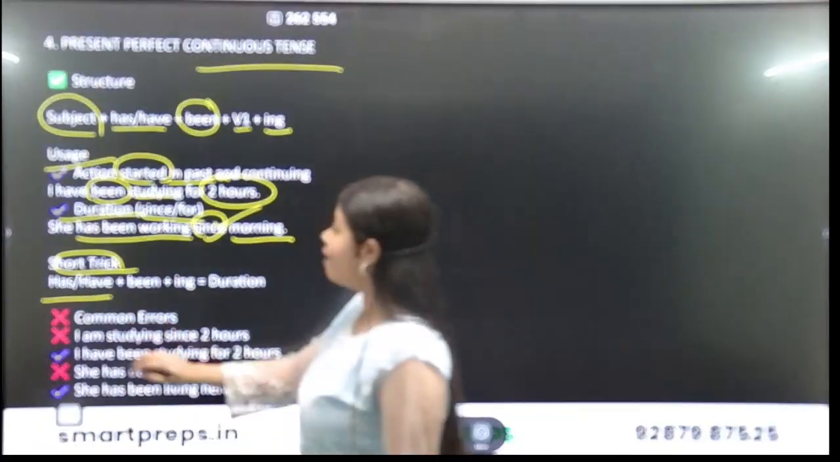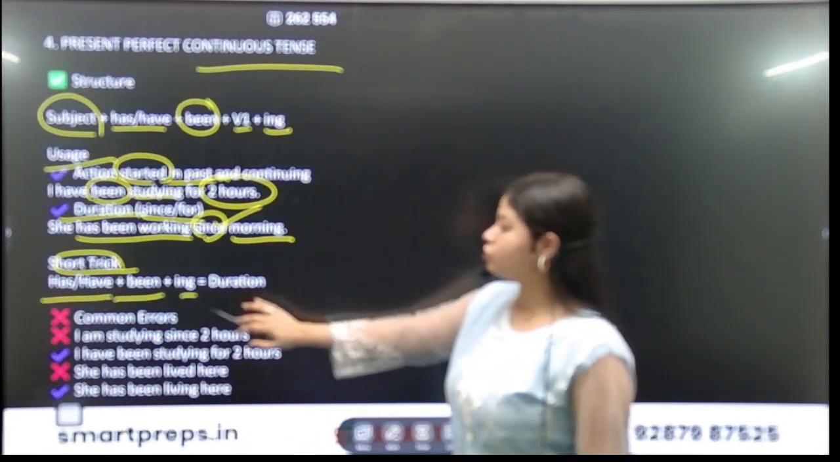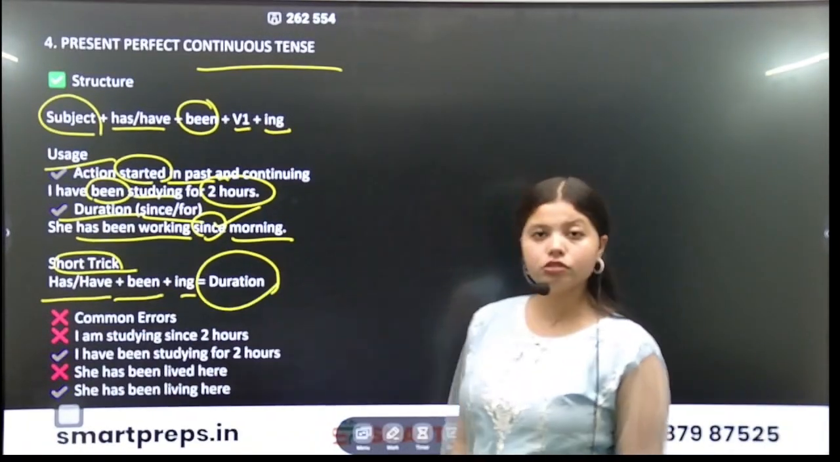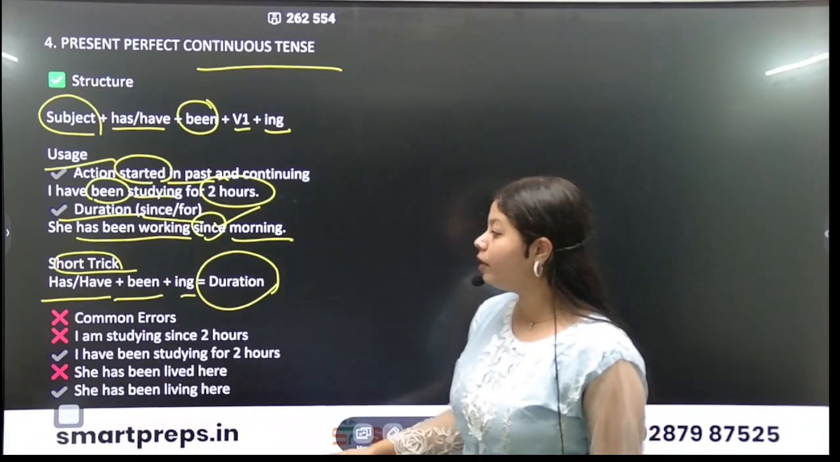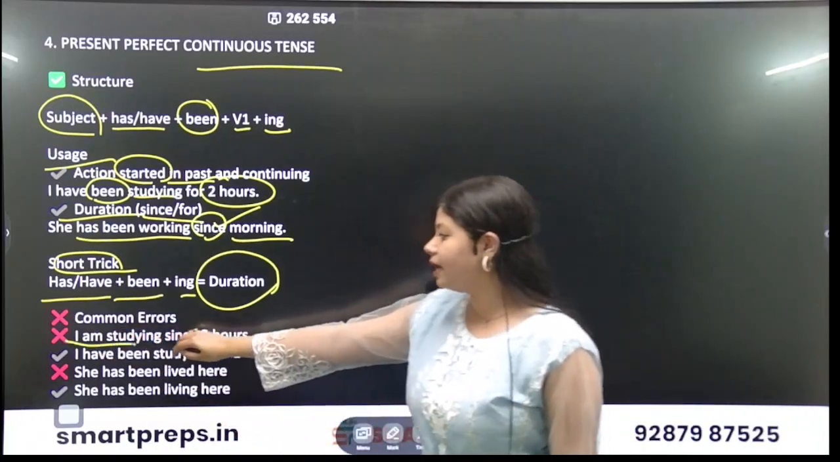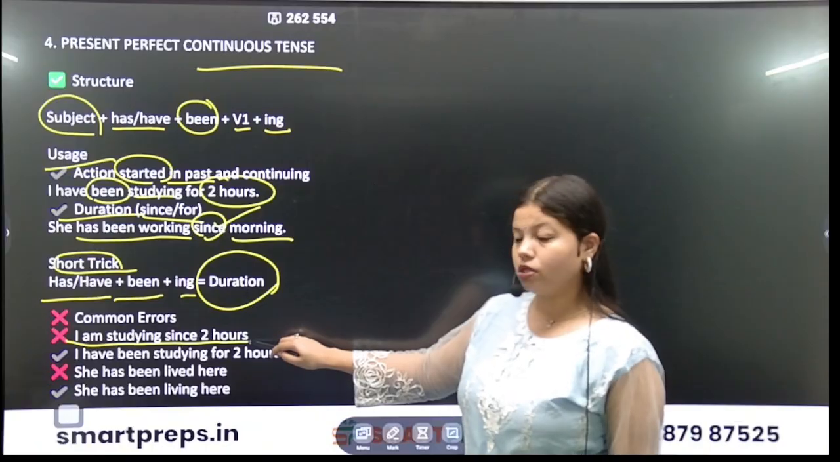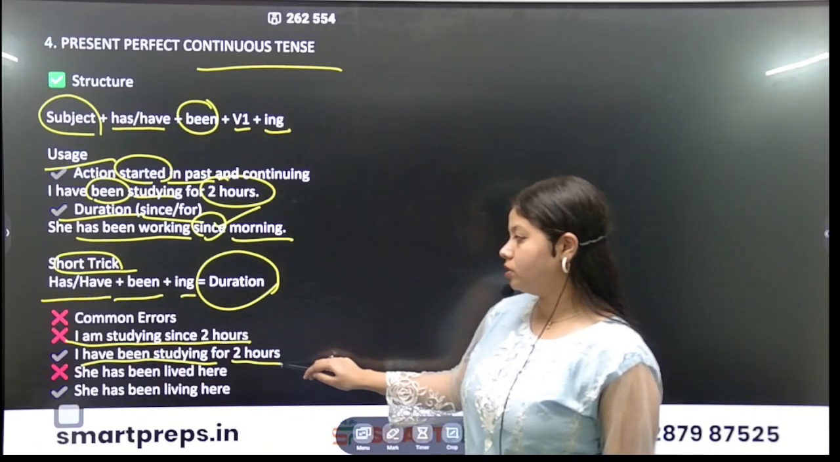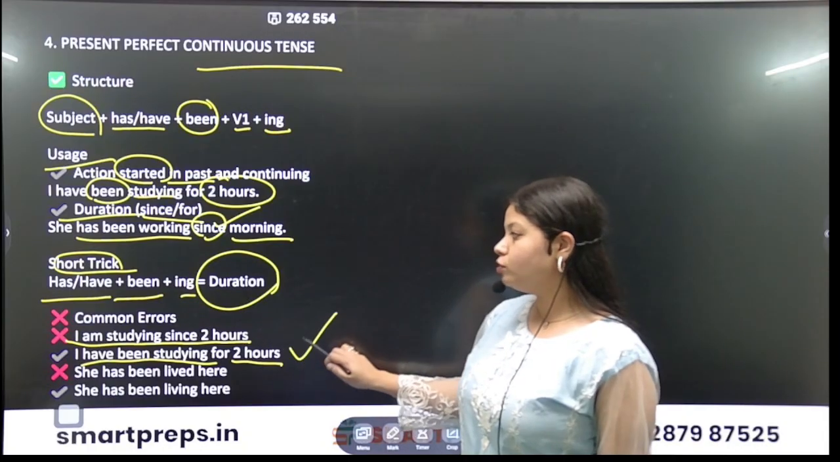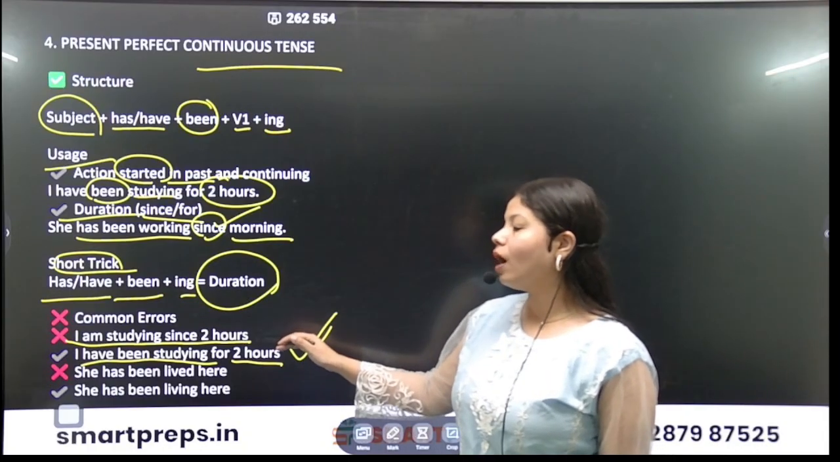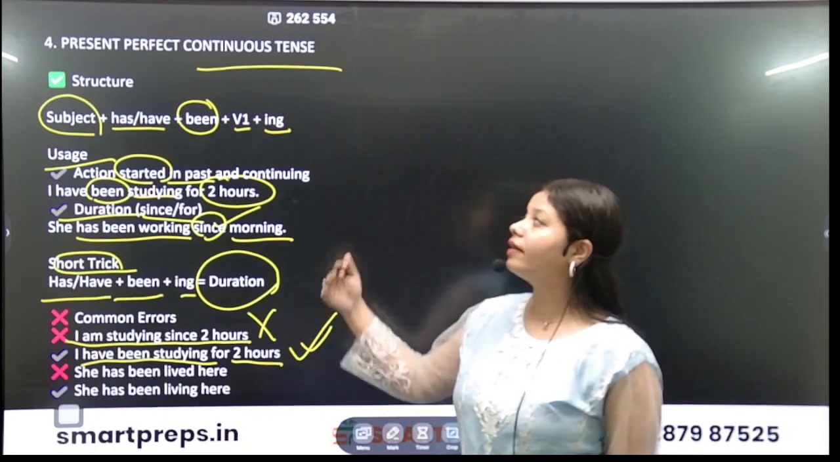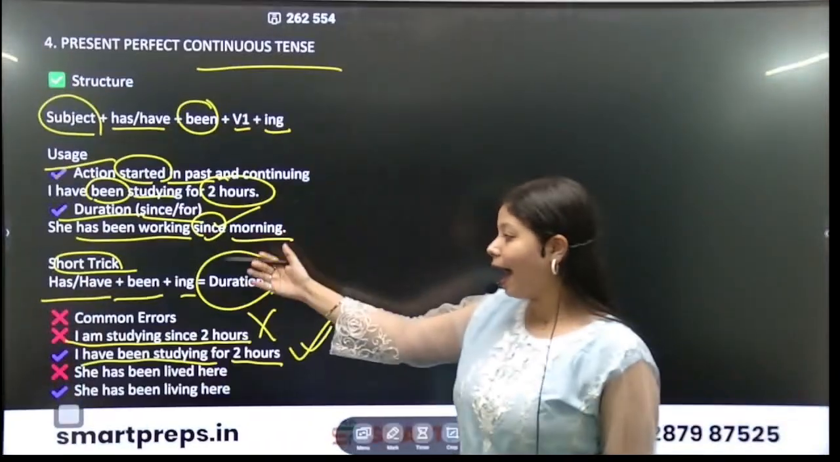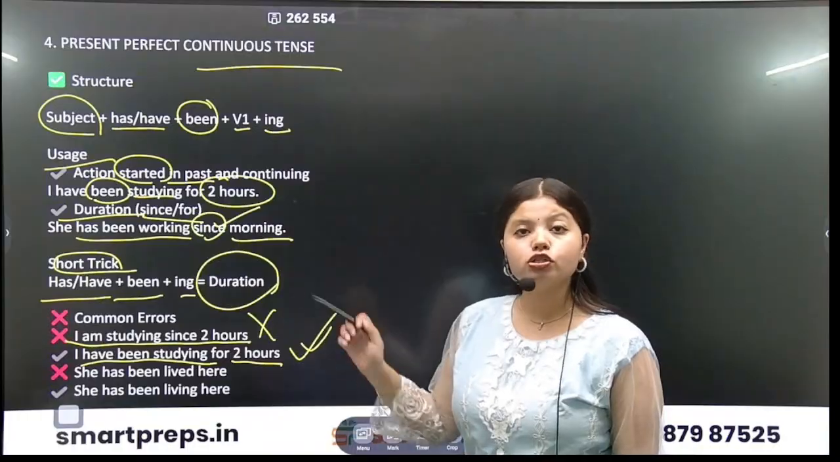Has or have plus been plus ing, that is the duration. Okay, now let's check some common errors. "I am studying since 2 hours." Okay, "I have been studying for 2 hours." This is the correct one. "I am studying since 2 hours" is wrong because we're not using the correct has, have or been along with the verb. So, I have been studying for 2 hours.